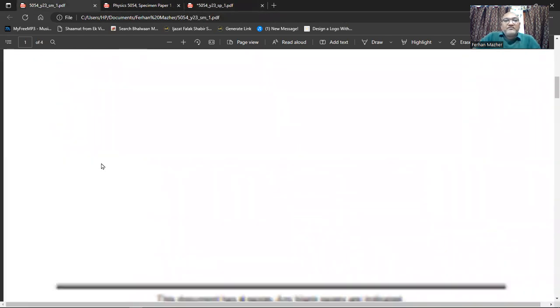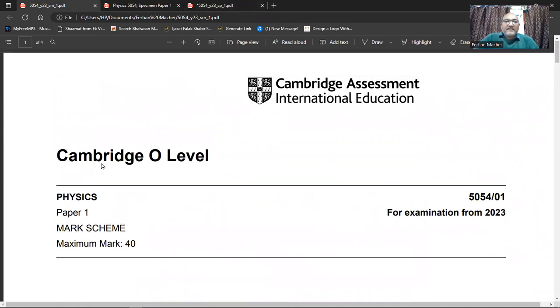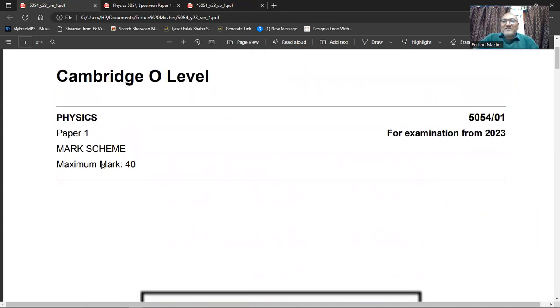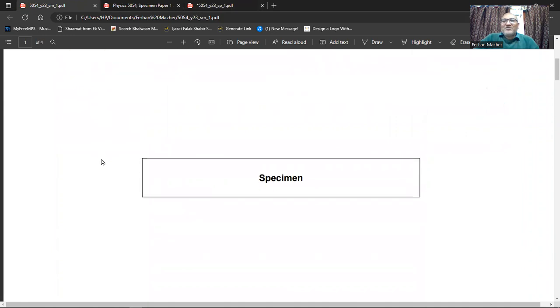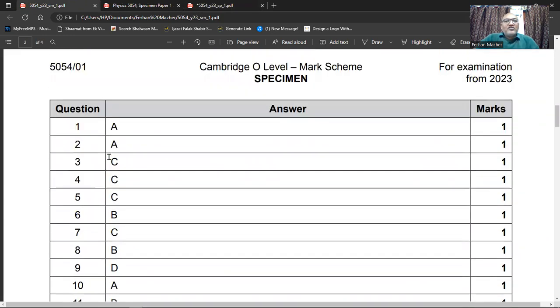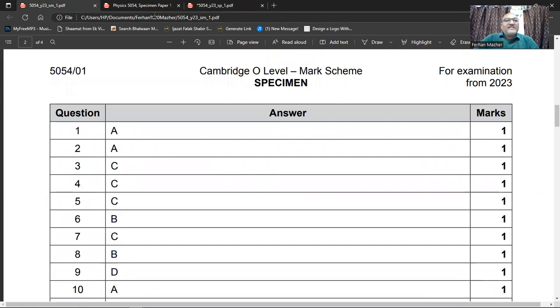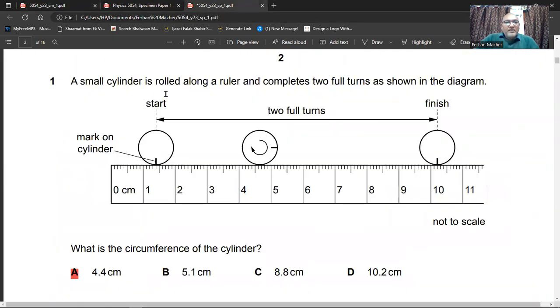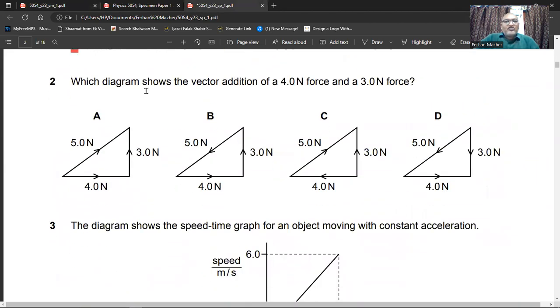Here we have the marking scheme for that specimen paper for examination from 2023. It says A is the right choice, sir. Okay. So next, question number two.